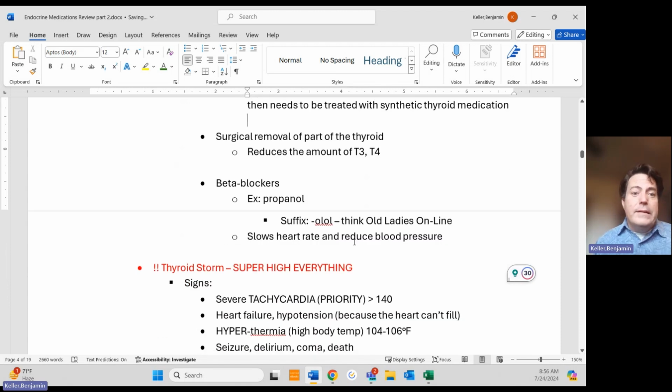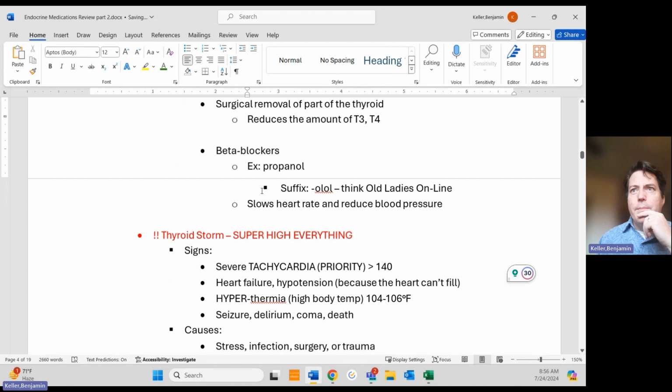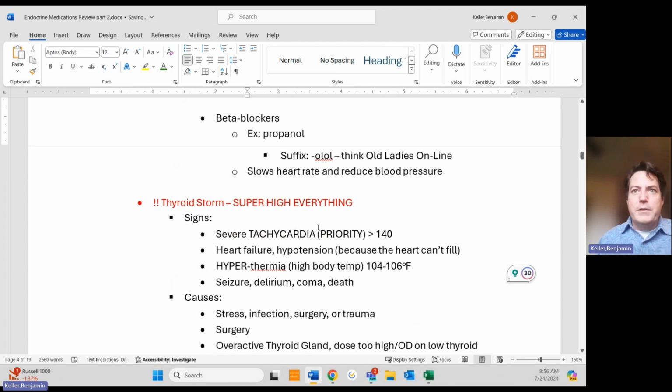A beta blocker. Sometimes we need to give beta blockers to people with hyperthyroidism because it slows down the heart rate. Hyperthyroidism is everything is jacked up pretty high, right? So this helps reduce that. To remember, my little mnemonic here for beta blockers, they all end in -olol. And so I think of little old ladies online taking them and they're going, LOL, LOL, on AOL, LOL. And that slows the heart rate and reduces the blood pressure.